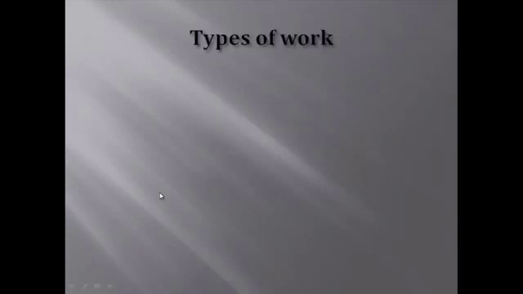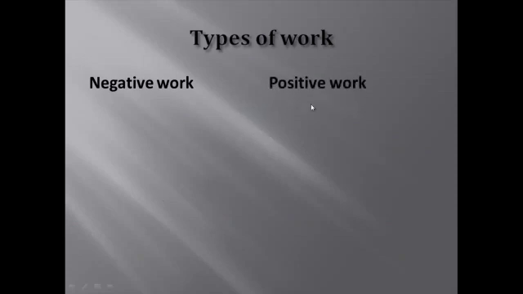Now, types of work. We have 2 types. Number 1, negative work. Number 2, positive work. What is the difference between them? Positive work is normal work, when the force and displacement are in the same direction. Do you remember this point from the beginning? Displacement in the direction of the force. But negative work is displacement in the opposite direction of the force. Like what? Like friction. The friction force is in the opposite direction to displacement. So here we have negative work. Do you understand?